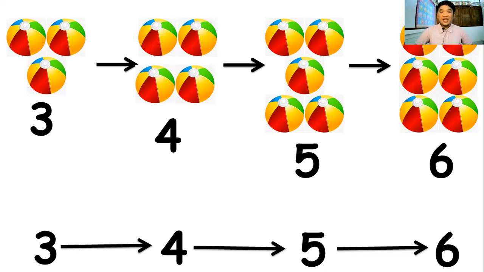Again, this is how you are going to order the numbers from smallest to greatest. The smallest is 3 and the greatest is 6. So arrange the numbers from smallest to greatest, and the answer must be 3, next 4, next 5, and then the last one is 6.